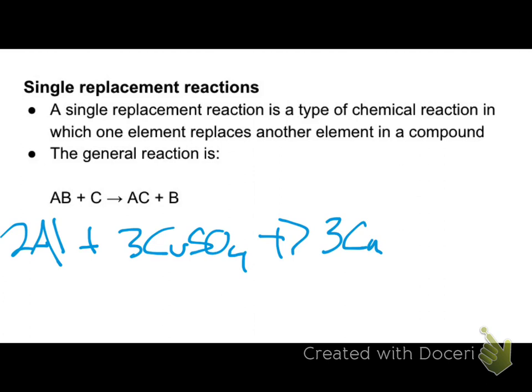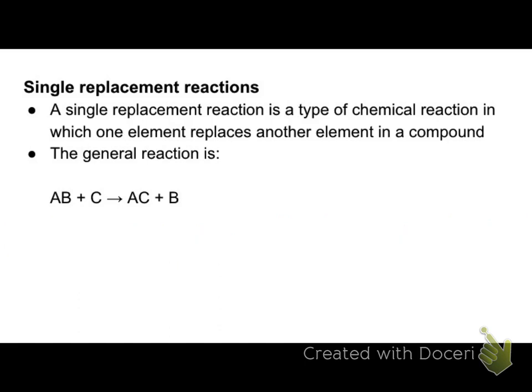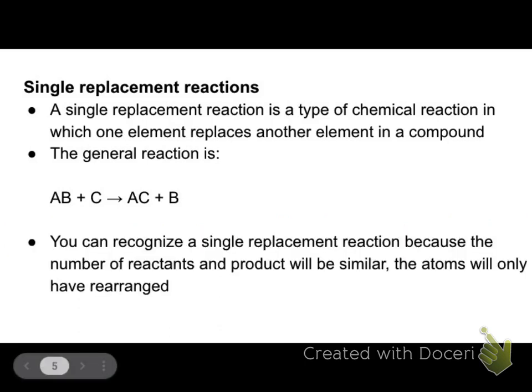So it deposited copper metal onto the foil, and then aluminum left the foil and went into solution, and we were left with aluminum sulfate. You can recognize single replacement reactions because the number of reactants and products are going to be similar, but the atoms will have rearranged themselves.